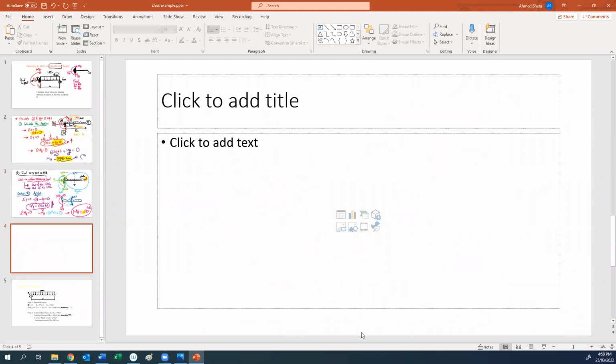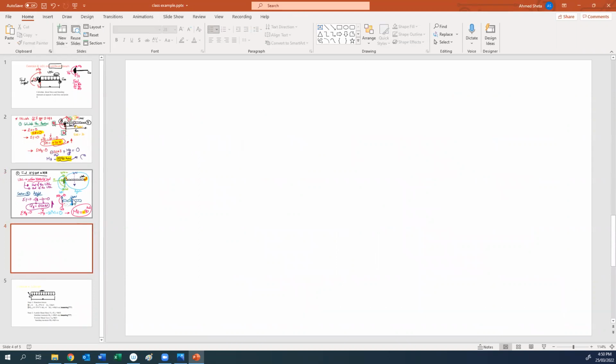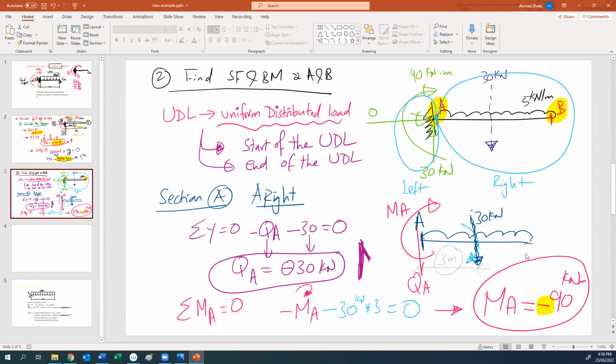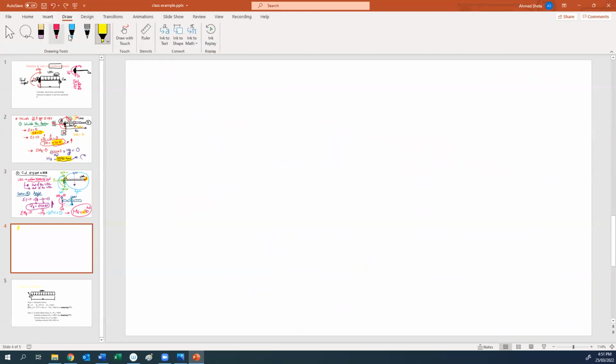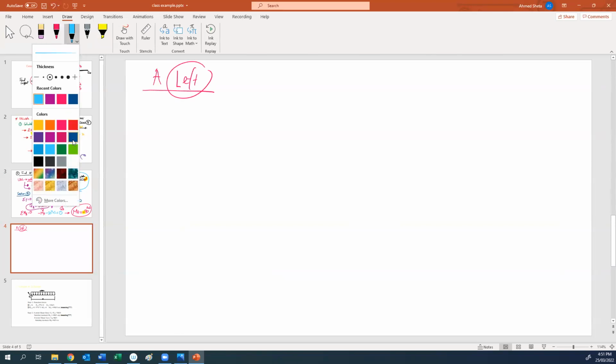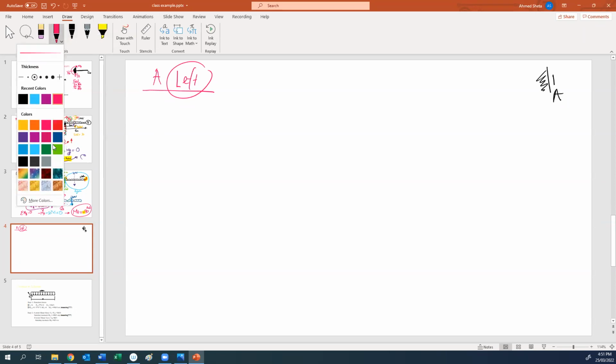Now, I will turn back here. Now we studied section A from the right side. If I want to make it easier and study it from the left side, what will we have if we study section A from the left? Because A is very close to the support, what will we have at A from the left side?